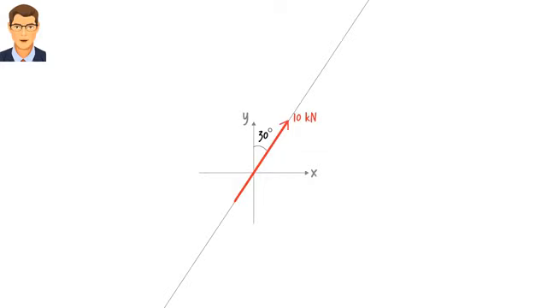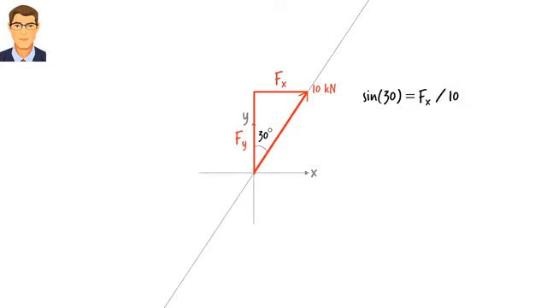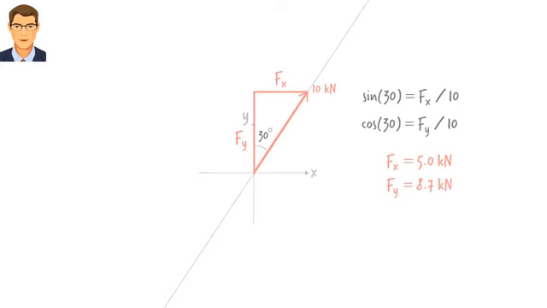Now we can determine its x and y components as before. Let's place the tail of the vector at the origin. Here is our right triangle in which the 10 kilonewton force acts as the hypotenuse. Label the length of the horizontal side fx and refer to the vertical side as fy. Then solve for the side lengths using the definition of sine and cosine, like this. Here are the vector components.